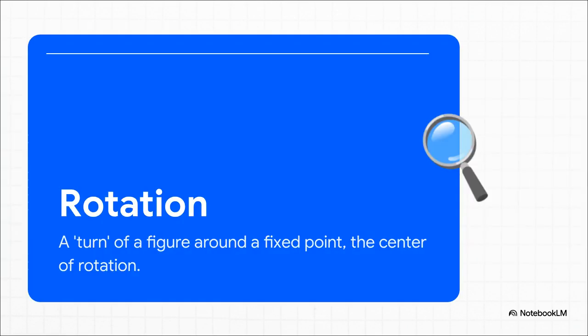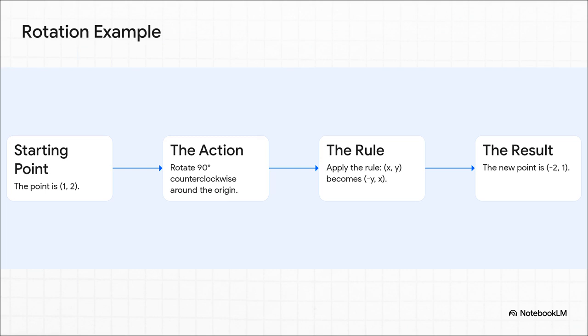And that brings us to our final transformation, rotation. You guessed it, this is just a turn. For this one, you basically pin the shape to a fixed point, kind of like the center of a clock, and then you spin it a certain number of degrees. The whole thing just pivots around that one spot. So the worksheet gives us this example. Start at point 1, 2. The task is to rotate it 90 degrees counterclockwise around the origin, point 0, 0. You just follow the math rule for that specific turn, and it lands right on -2, 1.